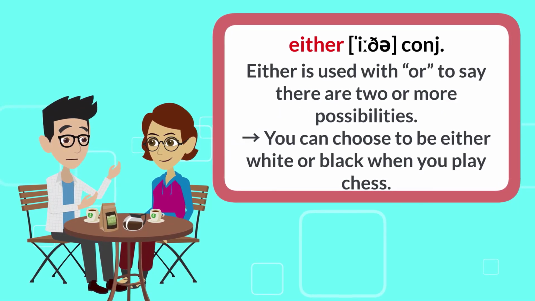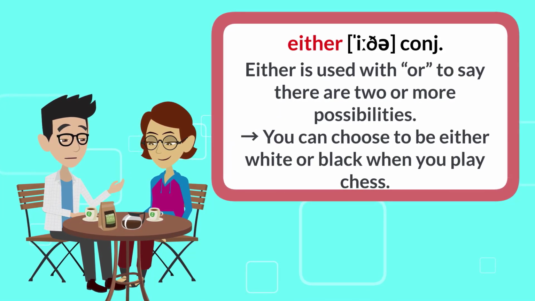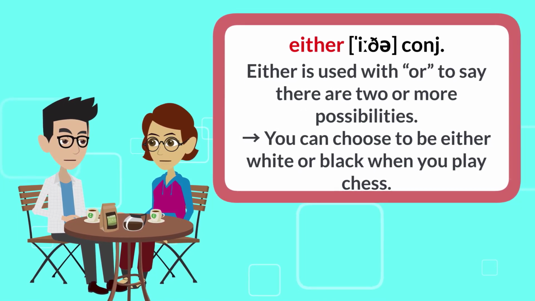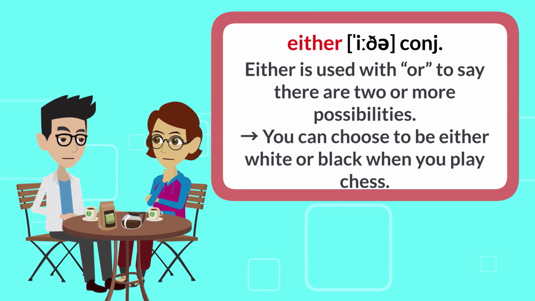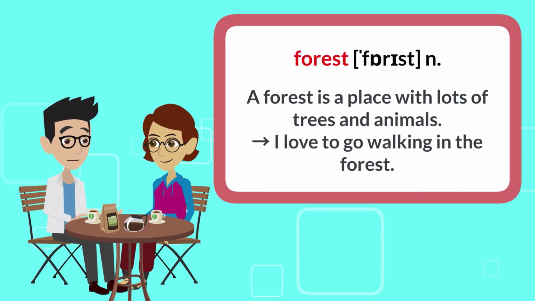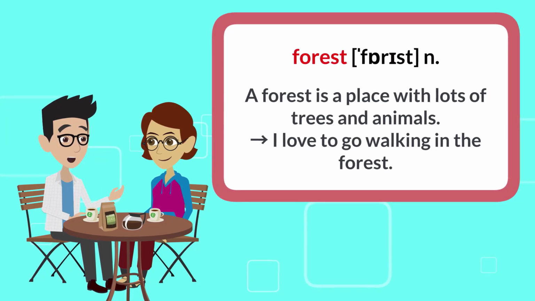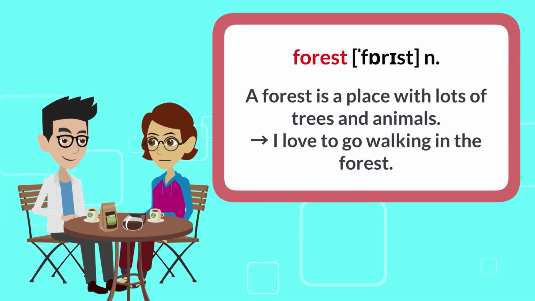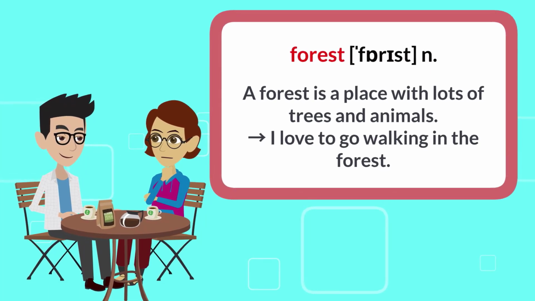Either. Either is used with or to say there are two or more possibilities. You can choose to be either white or black when you play chess. Forest. A forest is a place with lots of trees and animals. I love to go walking in the forest.